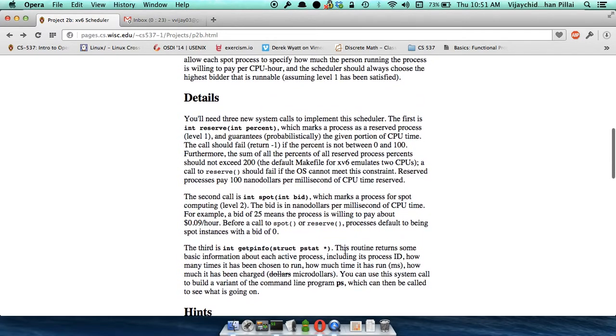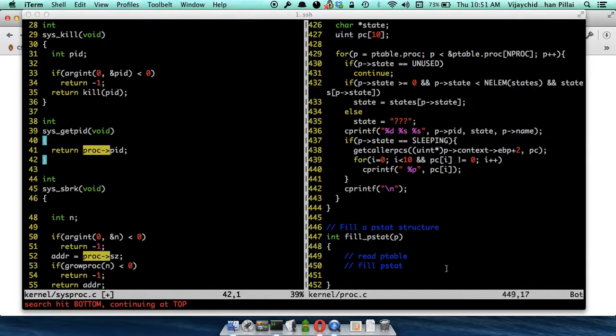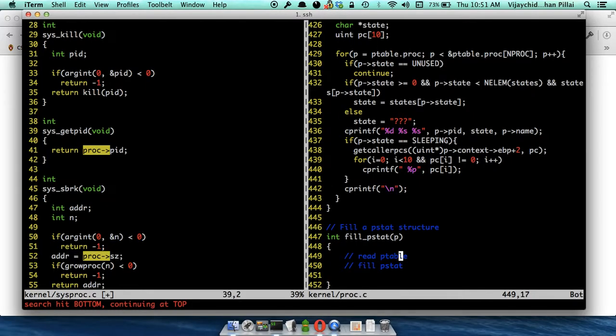Okay. Oh, and remember that we said you can actually build a variant of the ps program using getpinfo. So let me just quickly show you how we did that.